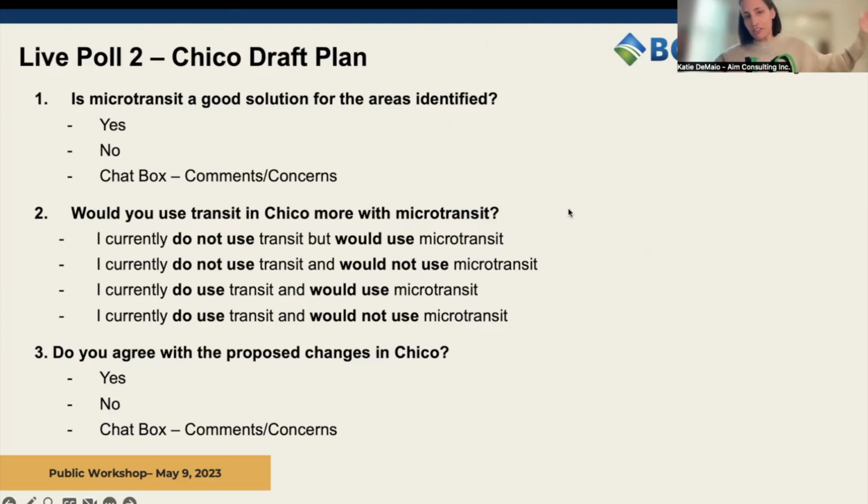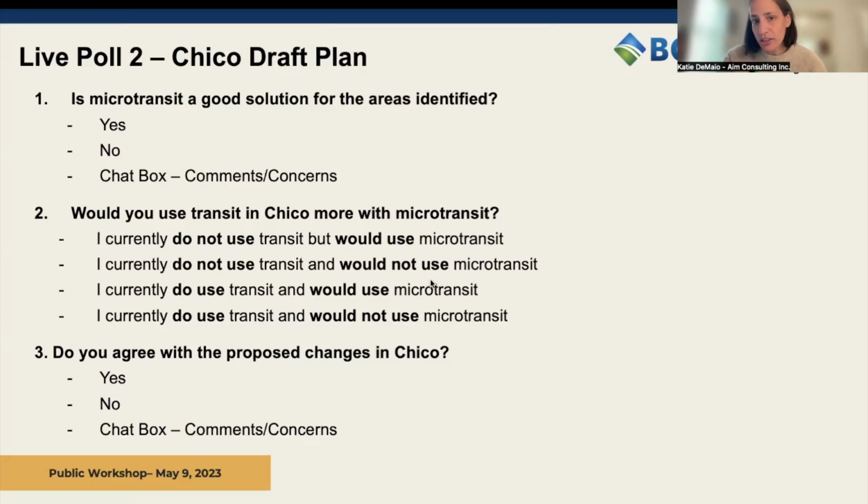All right, so I have just launched on the screen, finally, a live poll about what Gordon had just said. And like he said, there's a lot of information to dissect. And so the first question we want to know is, is microtransit a good solution for these areas identified here in Chico? And again, feel free to put your comments into the chat box as well. We've also put a video about the microtransit into the chat box that you can save for after this meeting. Might help you explain a little bit more. So again, you can answer the first question, is microtransit a good solution for the areas identified?